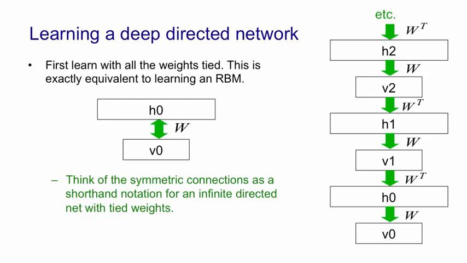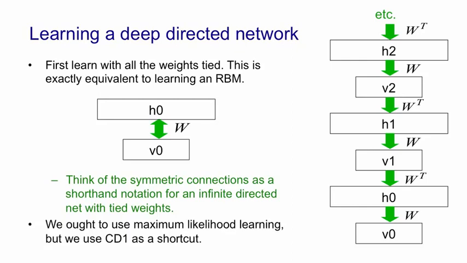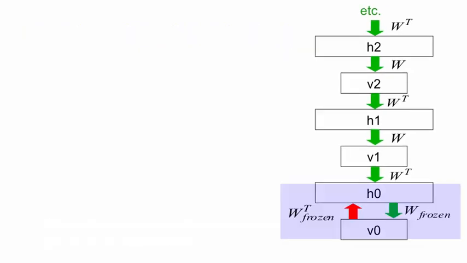So we first learn that restricted Boltzmann machine. Now we ought to learn it using maximum likelihood learning, but actually we're just going to use contrastive divergence learning. We're going to take a shortcut. Once we've learned the first restricted Boltzmann machine, what we could do is freeze the bottom level weights. We'll freeze the generative weights that define the model. We'll also freeze the weights we're going to use for inference to be the transpose of those generative weights. So we freeze those weights.